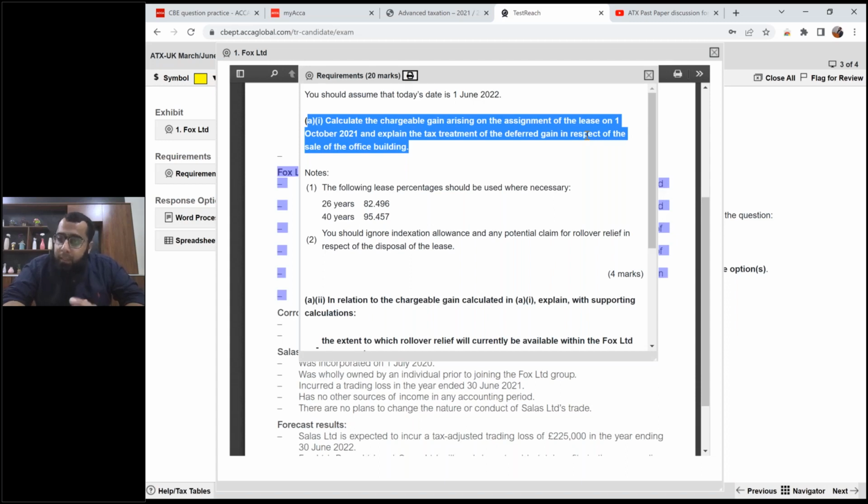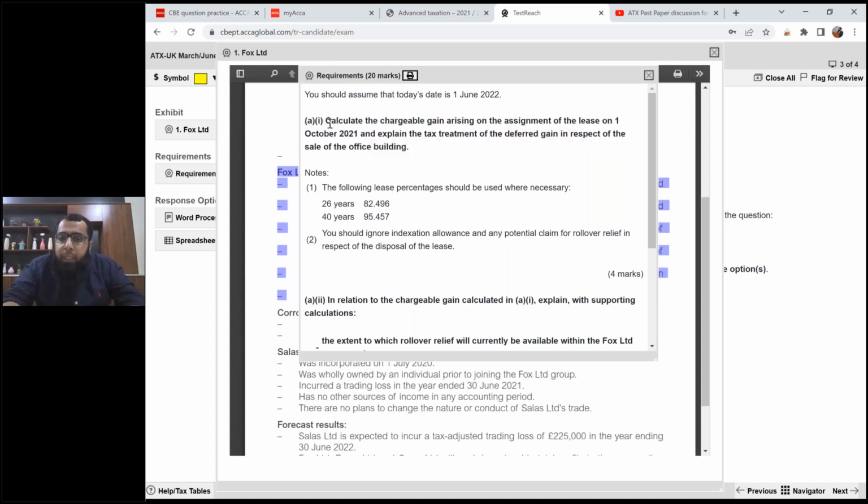Okay? Yes, normally in the paper, question 1 or question 2, one will be individual and one will be corporate. In section B, it's a mixed variation. Like you can expect corporation, you can expect individual. The format is normally the same. Okay, so let's read part A1.